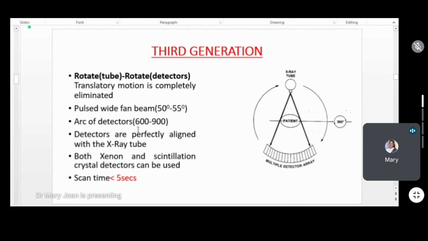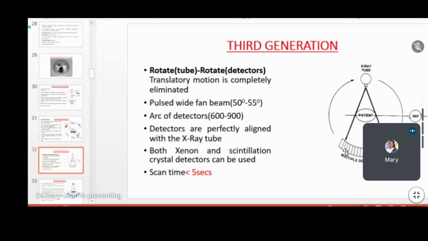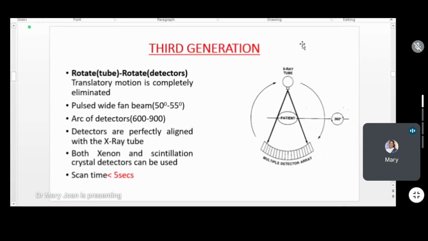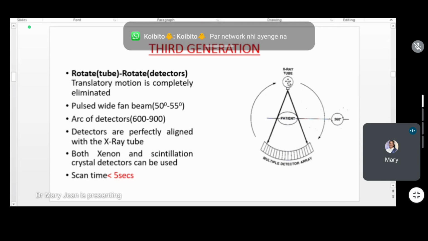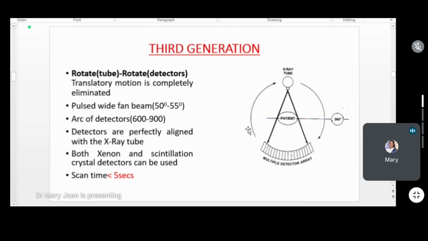And an arc of detectors, 600 to 900 detectors aligned as an arc is utilized so that the whole fan beam, the information passing through the patient, could be acquired at the same time. Detectors are perfectly aligned with the X-ray tube. What does it mean? This arc is such that this detector is aligned perfectly with the beam direction as well as the focus of the X-ray. Scintillation crystal detectors can be used, and scan time is less than 5 seconds in the third generation.